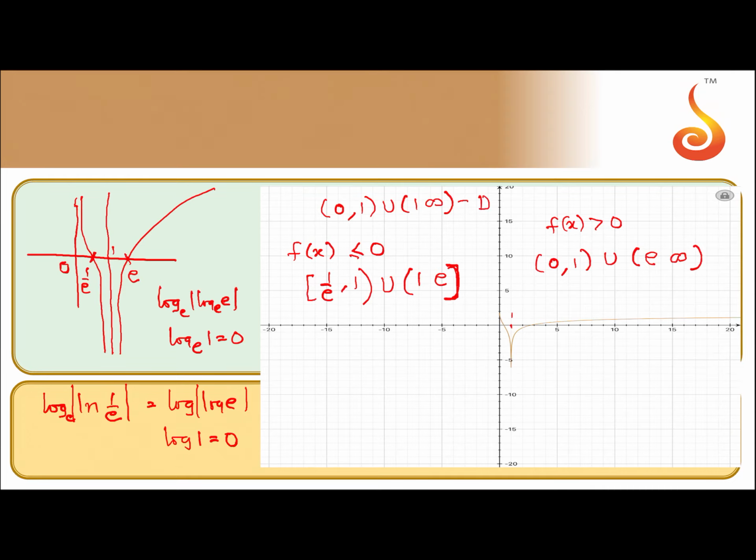This is the domain. And when f of x is less than 0, when f of x is greater than 0, we have identified. Okay, so range will be from minus infinity to plus infinity. f of x lies between minus infinity to plus infinity is the range. So this is the domain and this is the range. What we discussed is f of x less than 0, in which case f of x greater than 0, in which case we have discussed it. So we are talking x values only, x belongs to this interval, f of x less than 0. And x belongs to this interval, f of x greater than 0.